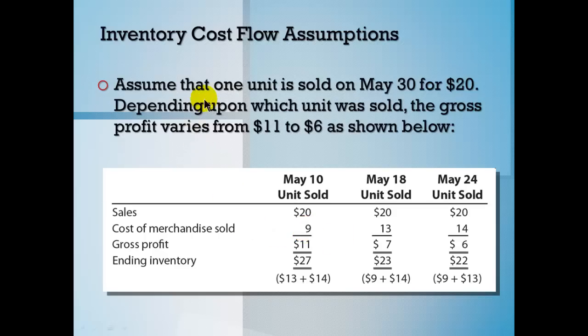Assume that you sold one unit on May 30th for $20, and now depending on which unit was sold, remember we bought 3 different units. One was at $9, one at $13, one at $14. The gross profit will vary between $11 and $6, as you see here. Again, the price is $20 for the item, but depending on what cost flow assumption we use, you're going to get a different gross profit in each case, and also a different ending inventory.